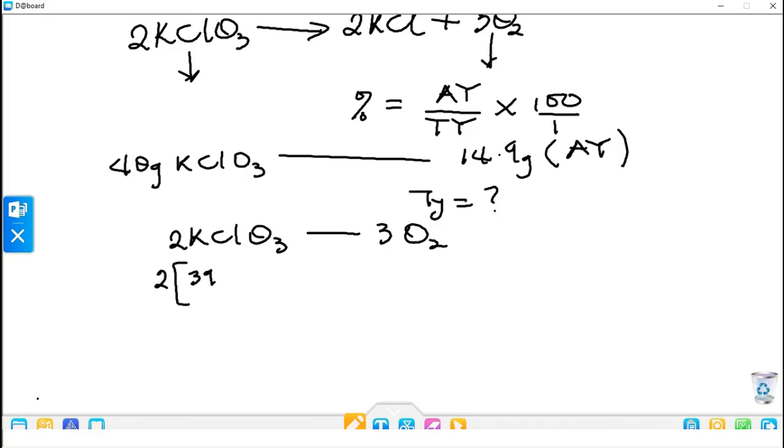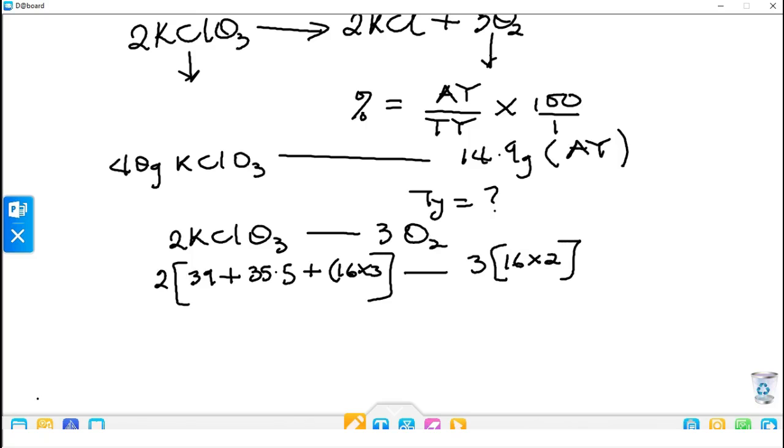39 for potassium plus 35.5 plus 16 times 3 for oxygen. So this is potassium chlorate. And for oxygen, it is 3 into 16 times 2. We are trying to calculate Ty, that is theoretical yield. So to calculate our theoretical yield, we have to calculate the molar masses, and from there, we can get our Ty.